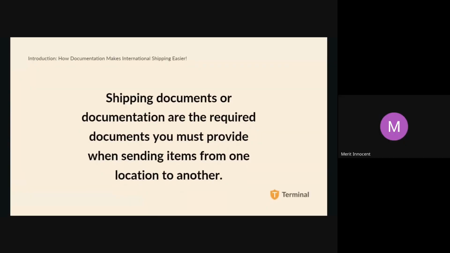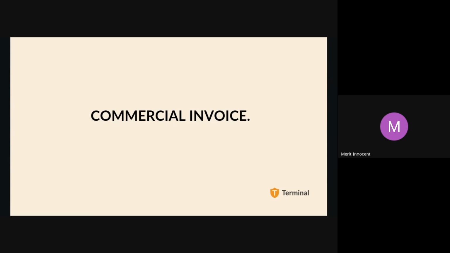Shipping documents or documentation are the required documents you must provide when sending items from one location to another. This could be records, invoices, forms, certificates, and they may also vary depending on the item being shipped or where it is going. But most shipments require waybills and a commercial invoice. Now, I would like to talk more about the commercial invoice because we've seen most cases where customers make mistakes while booking their shipment, right?